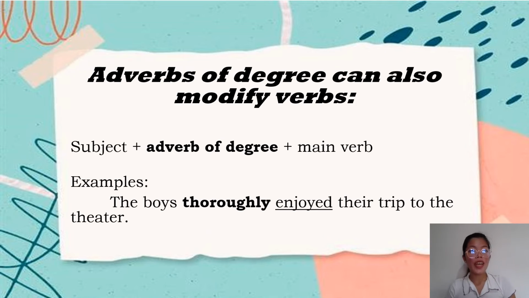Since we are done with adverbs of degree modifying adjectives and adverbs, let us look at adverbs of degree that modify verbs. The structure is subject plus adverb of degree plus main verb. For example, the boys thoroughly enjoyed their trip to the theater. Thoroughly here is the adverb of degree that modifies the main verb, which is enjoyed.